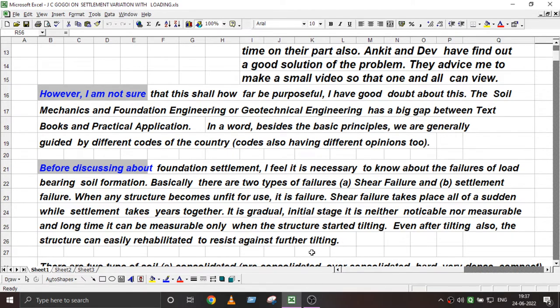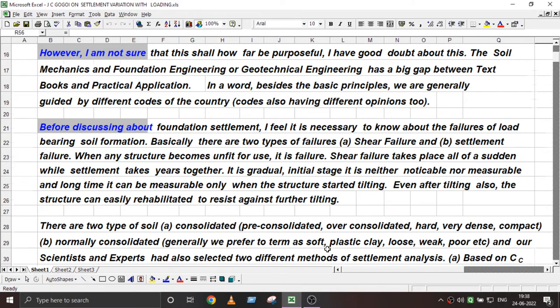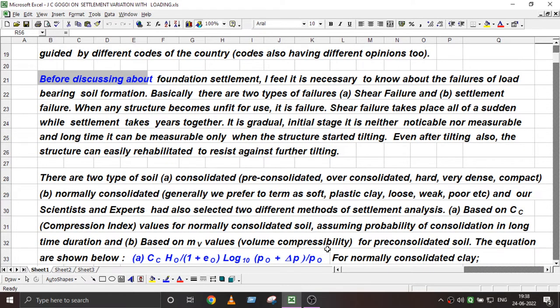In my life, in one video I saw, there was a lot of tilt in such cases also. That building is now restored, and settlement is controlled, and load was also reduced sufficiently. There will be no further settlement. So we must be very careful about shear failure, not for settlement failure. Settlement failure can be handled, but shear failure does not give you any chance to prevent it.